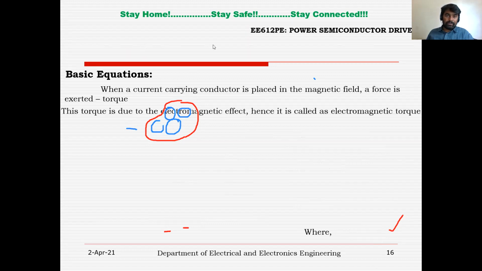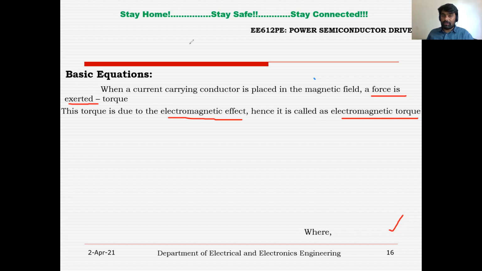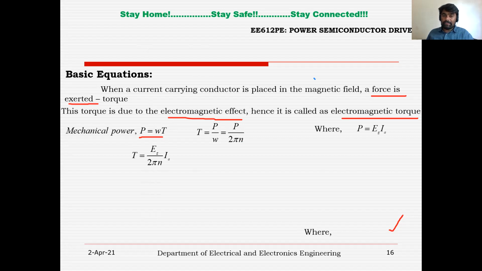Now, the torque expression also we are going to see. When a current carrying conductor is placed in a magnetic field, it experiences a force that is called torque. And this torque is due to electromagnetic effect. Hence, it is called electromagnetic torque. The mechanical power developed by the machine is given by P equal to the mechanical speed in radians per second into the torque. From this, I can write torque equal to P by omega, where omega equal to 2 pi n, and n is the armature speed in revolutions per second.